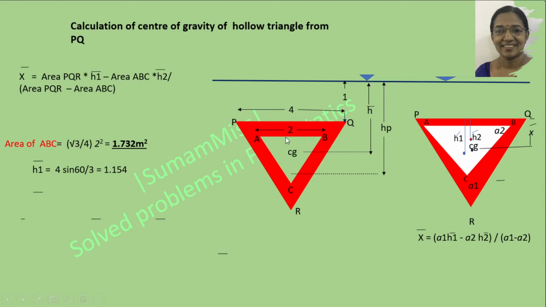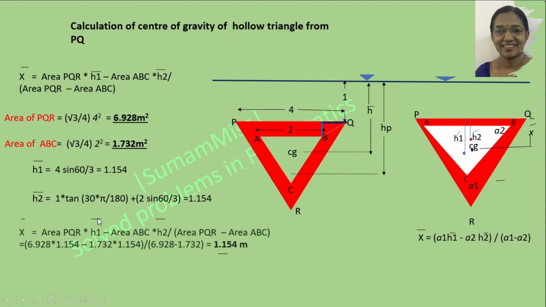So in that case, the position of center of gravity for both triangles are same. But if you are using this formula, then we have to calculate the area of PQR and area of ABC and H1 bar and H2 bar. So H1 bar is the distance of the center of gravity of PQR with respect to the base. Similarly, H2 bar is the distance of the center of gravity of the triangle ABC with respect to the base PQ. So that means this distance plus distance from AB to the center of gravity of this triangle.